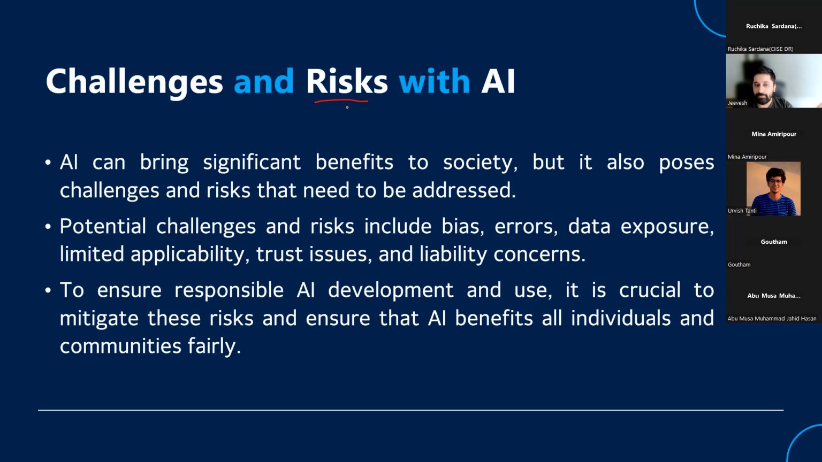And that's why it's very important to be aware of the risk and to try to mitigate them. You cannot always mitigate them, but try and come as close to reducing the risks as you can get. That's the aim when we build something in artificial intelligence. So the potential challenges and risks include bias, errors, data exposure, limited applicability, trust issues, and liability concerns. I'm going to explain each one of them very briefly.